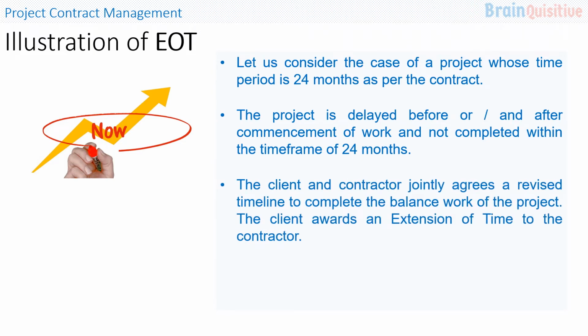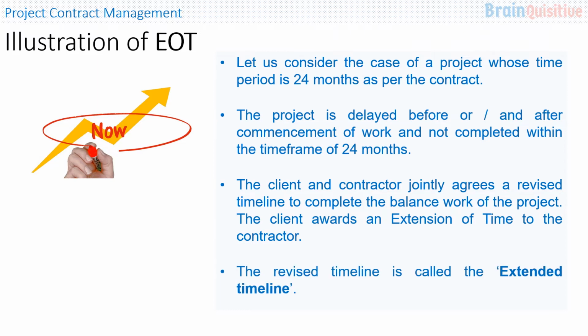Now the client and the contractor jointly agree to a revised timeline to complete the balance work of the project. The client then awards an extension of time to the contractor. This revised timeline is called the extended timeline.